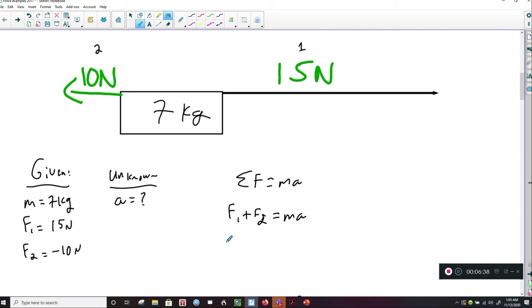Trust me. So now I've got 15 newtons plus a negative 10 newtons is equal to 7 kilograms times A. Okay, so I've got 15 minus 10, which is 5 newtons, is equal to 7 kilograms times A. So now I have to draw up and ran out of room, unfortunately. So sorry about this arrow here.